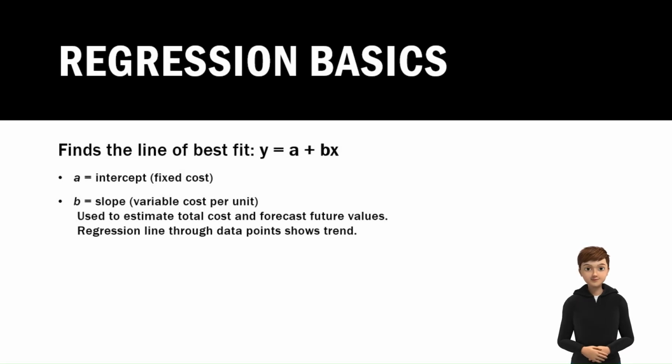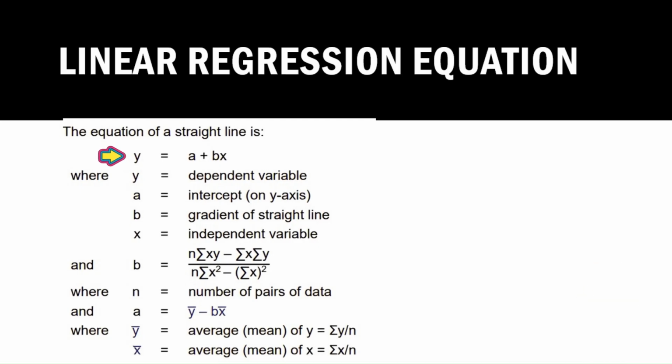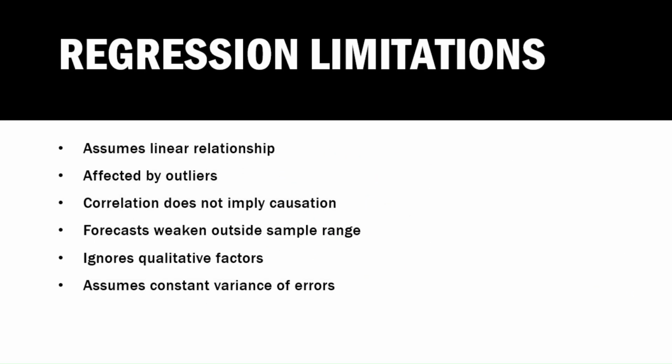It predicts future costs or revenues and uses all data points instead of just two, making it more accurate than high-low. Linear regression explains the straight-line relationship between two variables. We write it as y equals a plus b times x. Y is the dependent variable, x is the independent variable, a is the intercept or fixed cost, and b is the slope or variable rate. B is found by comparing changes in x and y, and a equals the average of y minus b times the average of x. It helps predict costs from activity.